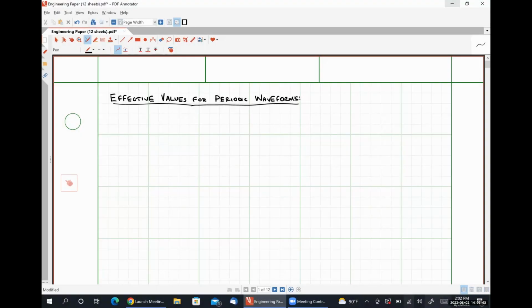So the effective value for a periodic waveform is a mathematical construct that electrical engineers use really in order to not have to carry around a bunch of unnecessary information. So let me explain what I mean by that slightly pictorially here. I'm going to try to draw something. It's going to be bad because I'm bad at drawing, but please bear with me.